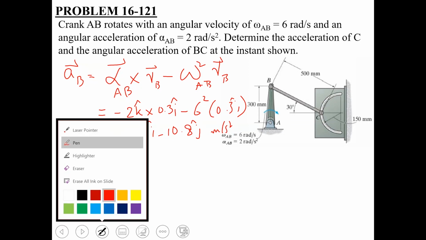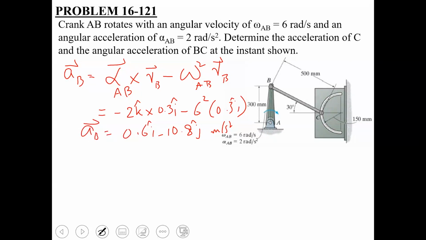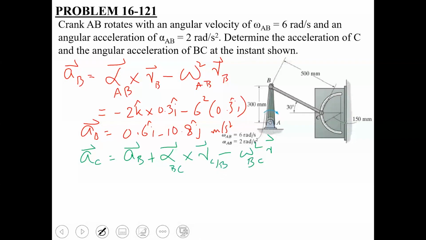Okay, the next link to which we are going to move is the connecting rod. So we are going to make point B as our base point. The equation would become acceleration of C equal to acceleration of B plus alpha cross R minus omega square R, where alpha is now the angular acceleration of link BC, omega is the angular velocity of link BC, and R is the relative position vector of C with respect to B.